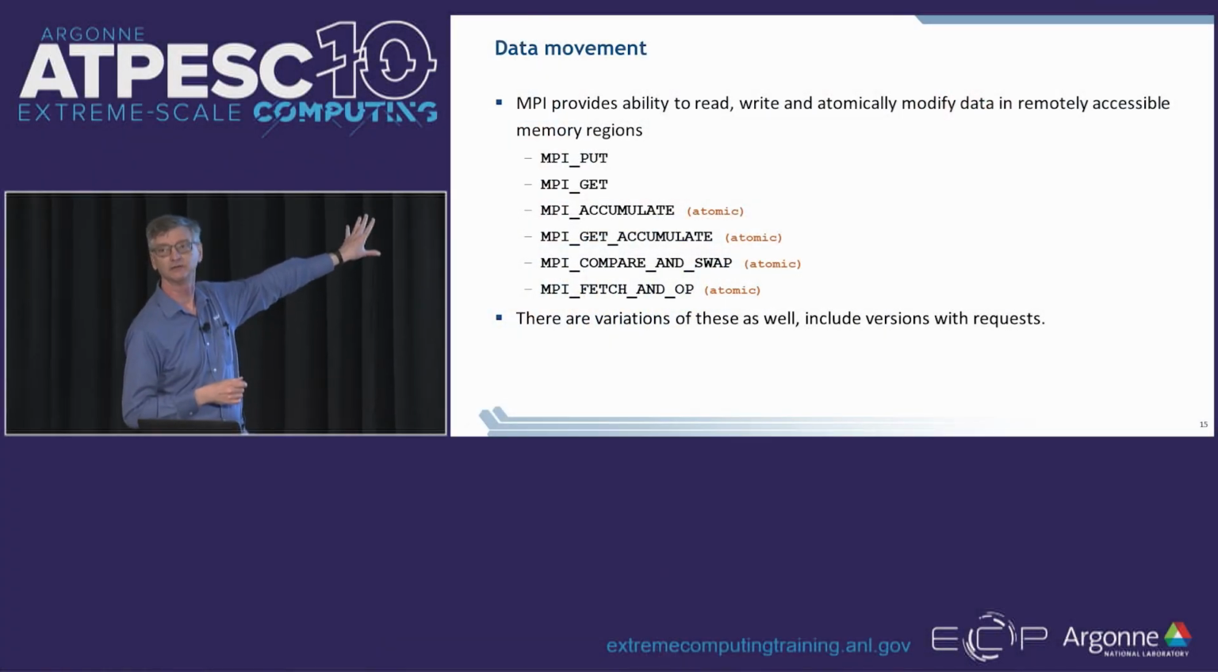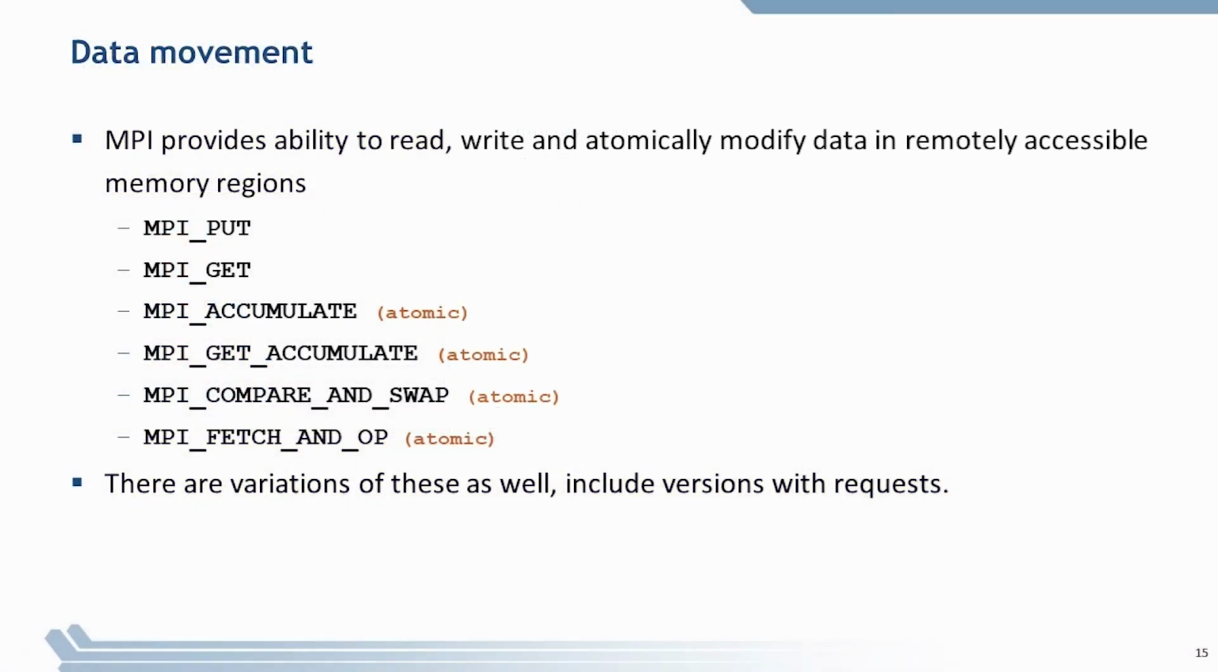So this is a summary of what's provided for the RMA operations. There's put, a one-sided put to take data from one side and put it into another process's memory. There's a get, which just does the reverse. There's an accumulate, which is a remote update. That allows me, for example, to add data to a remote process. There's a get accumulate, which allows me to read the data, modify it, and update it. So I can read the data, get that returned, and modify the data present.